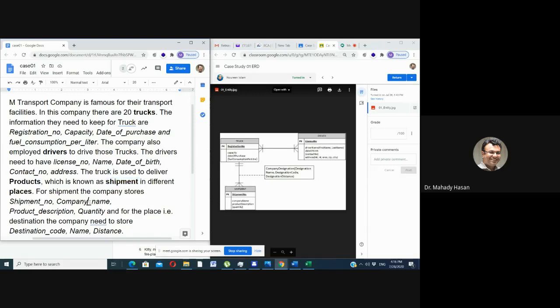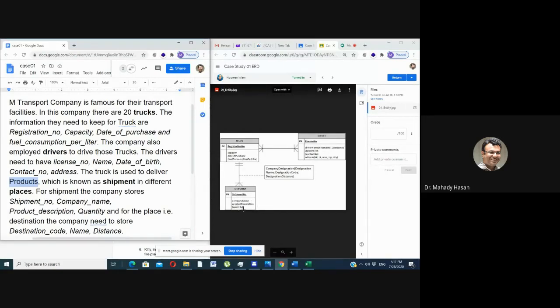Shipment number, company name, product description. That means it mentioned product. So product is part of shipment, so I don't need to consider product separately. Why? Because it mentioned the truck is used to deliver product which is known as shipment. So product is covered under shipment. Since the description is there under shipment, the shipment stores shipment number, company name, product description, quantity. So these are the attributes.